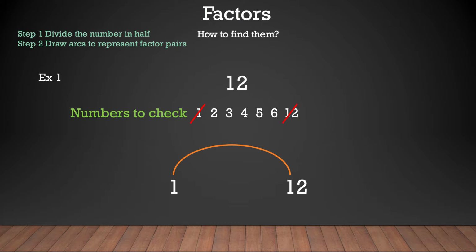Now, how do we know 1 and 12 are factors? Well, 12 divided by 1 is 12, so there's no remainder. We're good on that front. And 1 times 12 is 12, so we need to multiply the factor pairs. And if it gets you the original number, you are good to go.